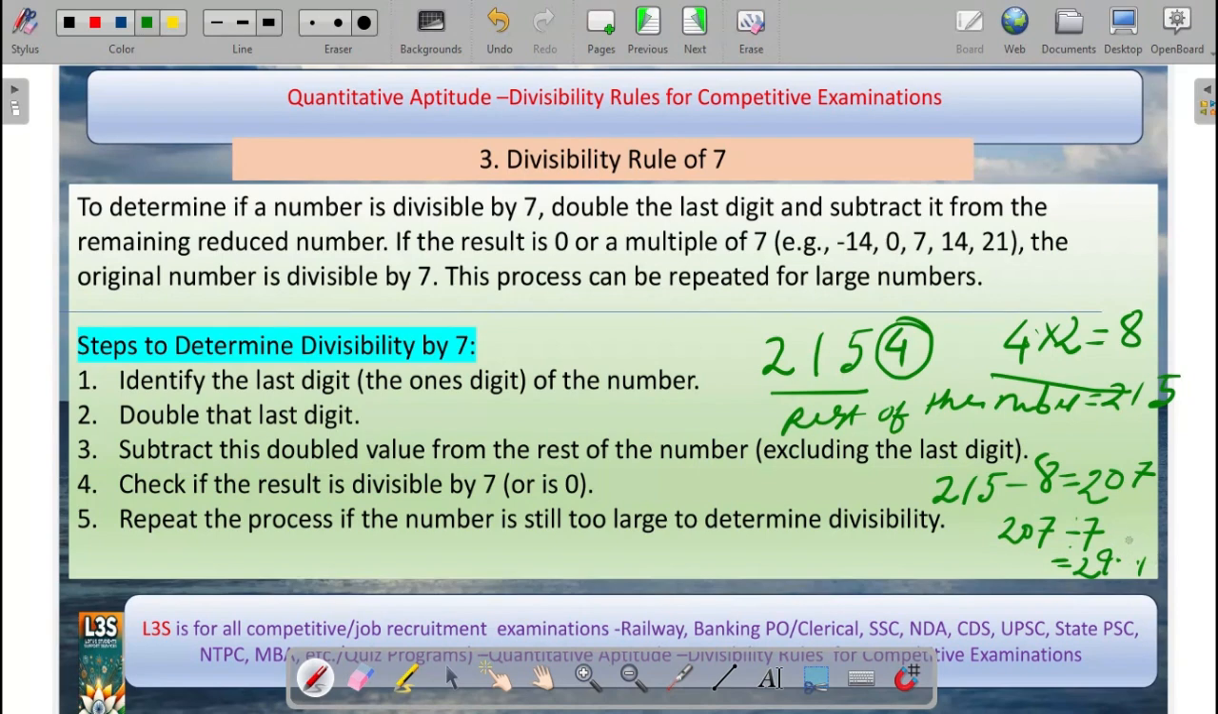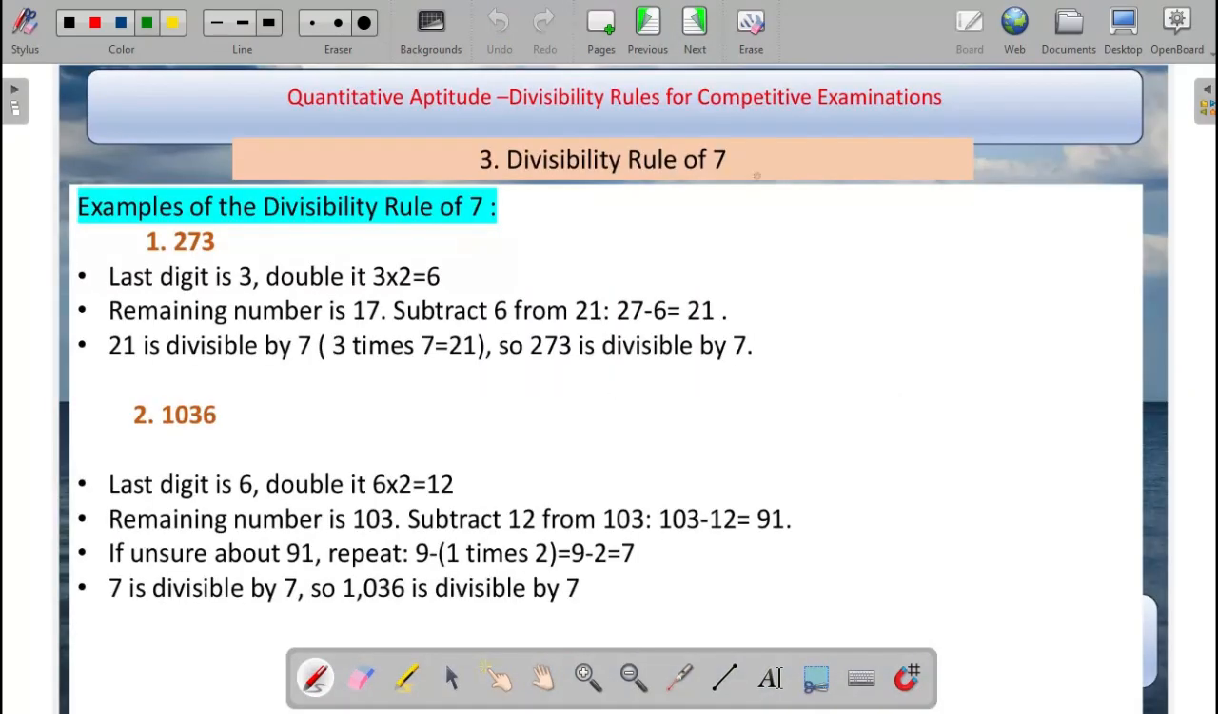So it is not divisible by 7 because a decimal is coming. That is why this whole number 2154 is not divisible by 7. This is how we have to check the divisibility rule of 7. We'll see more examples. 273.